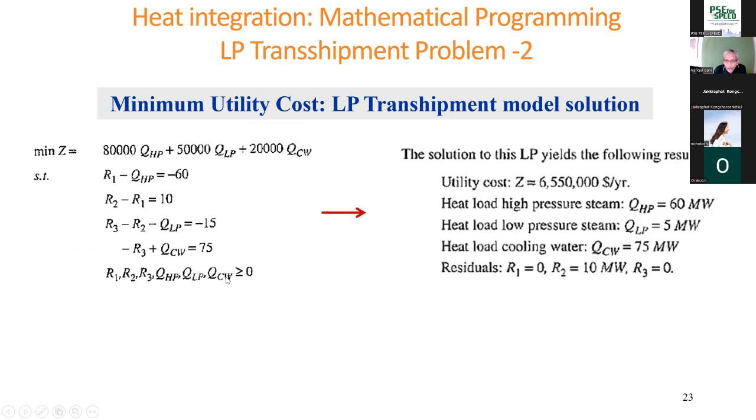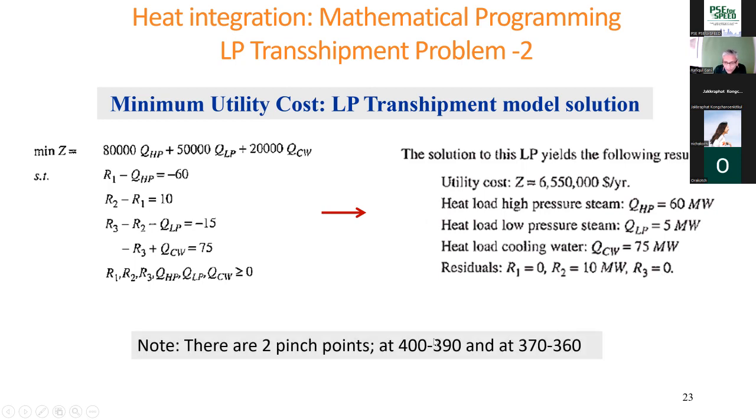So the solution of this problem says this will be the cost per year to operate the heat exchangers, the amount of high pressure steam needed, amount of low pressure steam needed, cooling water needed, and where is the location of the pinch point. And it shows that there are 2 pinch points here, which means that between 400 and 390, there will be 1 pinch point, and 370 and 360, 1 pinch point. So the process can be divided into 2 parts.